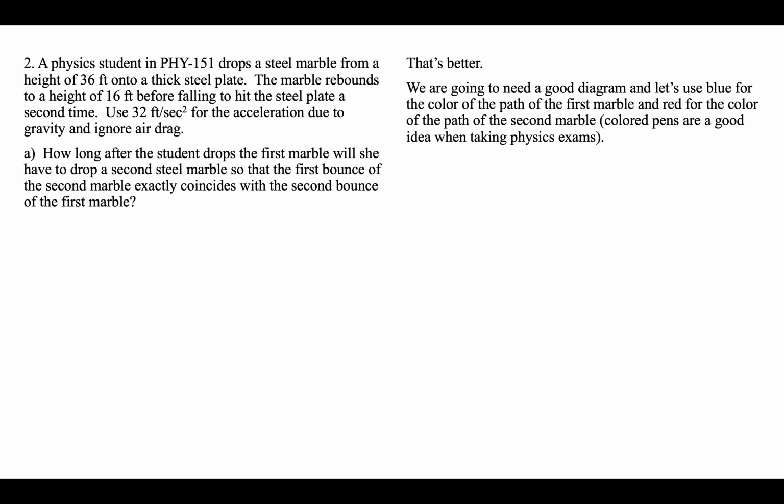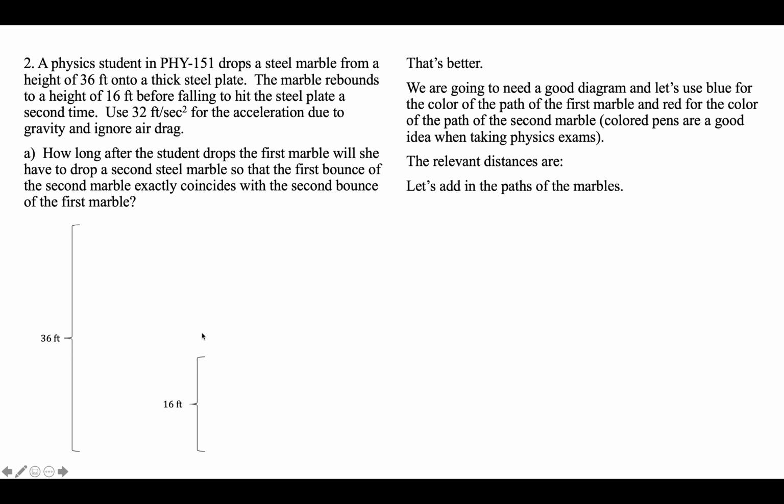Man. We need a good diagram here, and let's distinguish the marbles with colors. So we'll use blue for the first marble, red for the second marble. Here are the distances. We have 36 feet. That's where they're being dropped from. They fall straight down under gravity, ignoring air drag, and they bounce up to 16 feet.